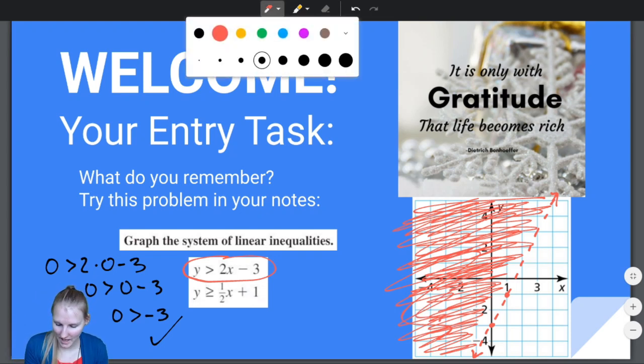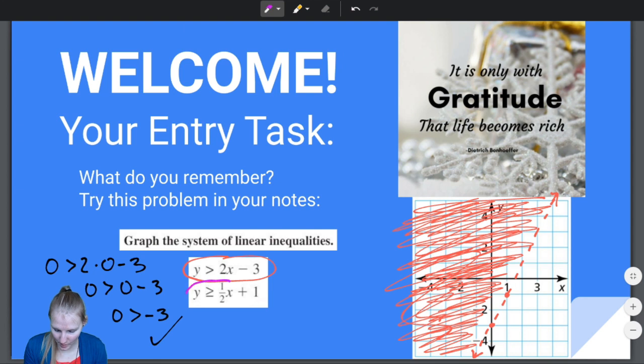Wonderful. Let's do equation number 2 in purple, because purple's my favorite color. So I have a y-intercept of 1 and a slope of 1/2. So I am going to rise 1 and run 2. And this will be a solid line because I have it greater than or equal to, this will be a solid line.